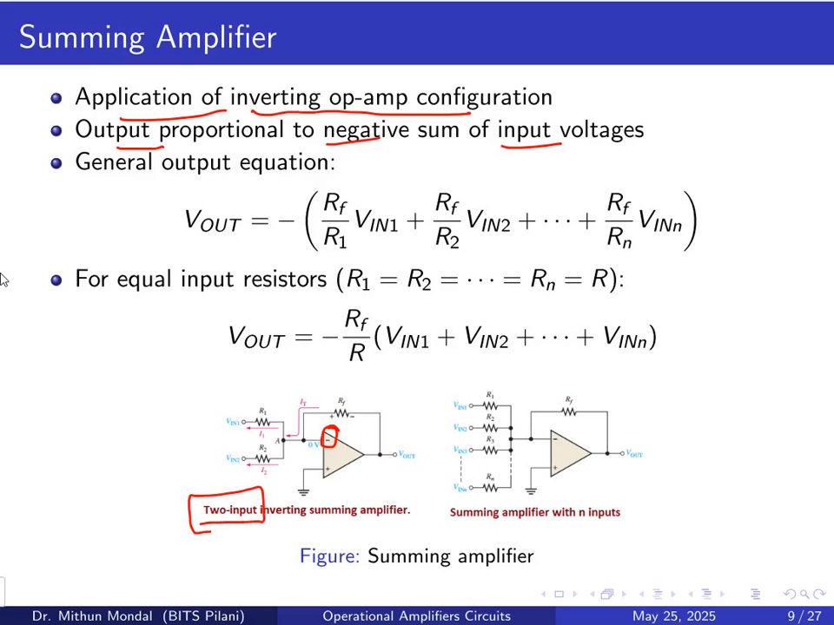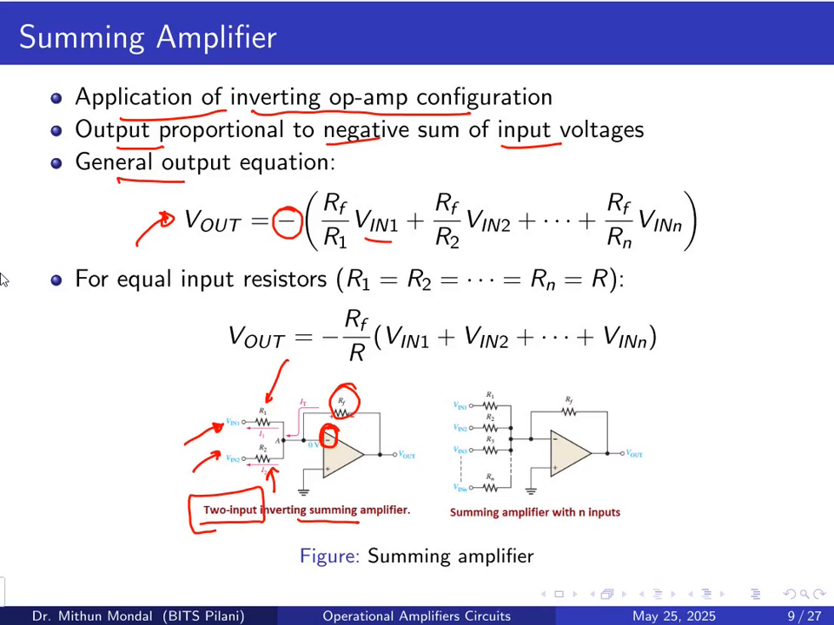So here we have a two input inverting summing amplifier shown, where we have input 1 and input 2, which are given with resistors R1 and R2 to the inverting terminal, and there is a feedback resistor which is connected between the output and input. So the output voltage in general form has a negative sign because it is an inverting amplifier, and we will be getting the summation of all the inputs in the feedback form.